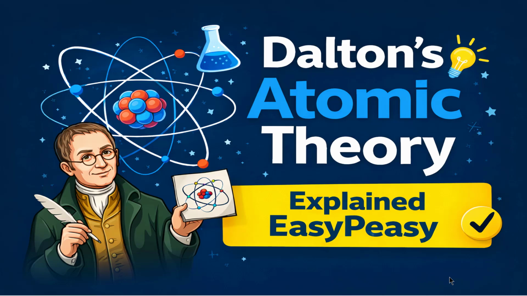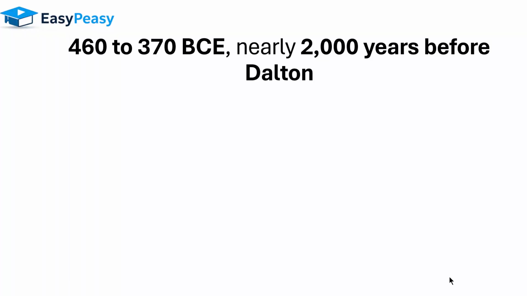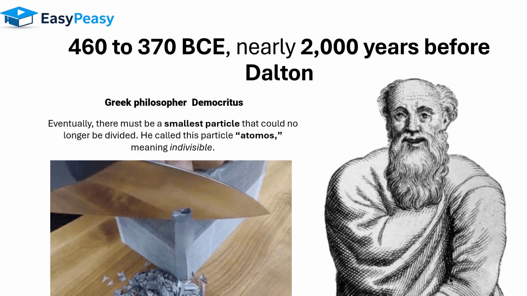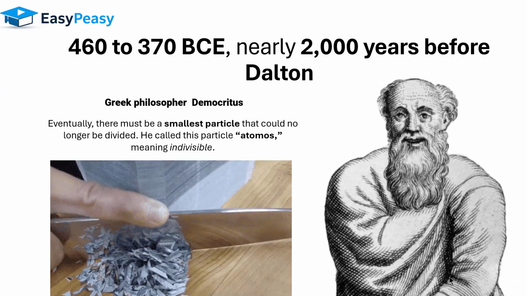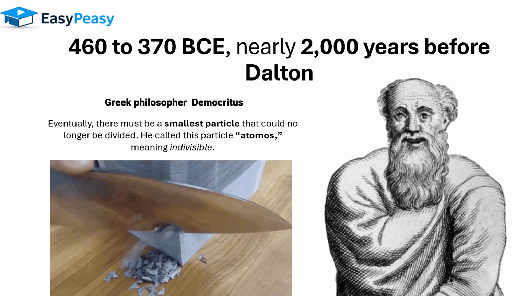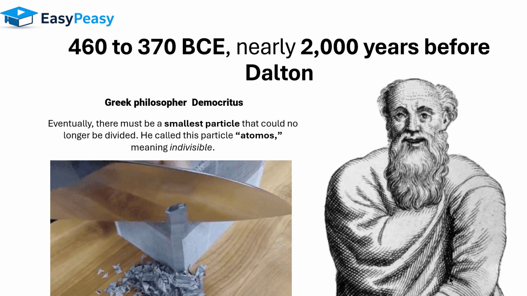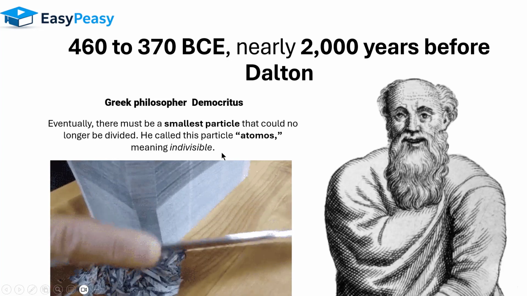Now, this theory did not start with Dalton. Rather, it started way back, nearly 2,000 years before Dalton, in 460 to 370 BCE. At that time, a Greek philosopher named Democritus gave us the idea about atoms. What he was thinking is that if we take anything and cut it into small pieces, eventually we will reach a stage where the particle will no longer divide. And he called that particle atomos.